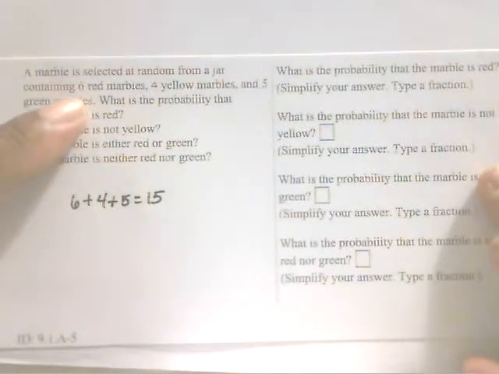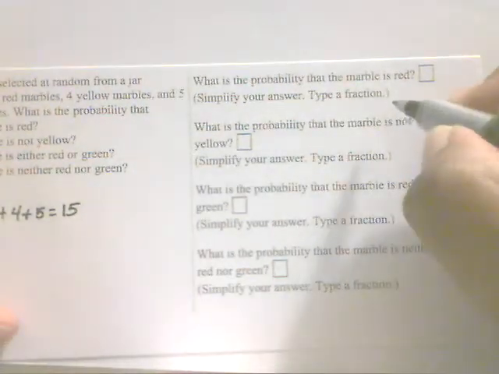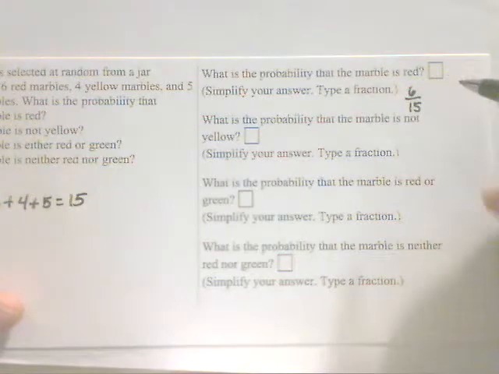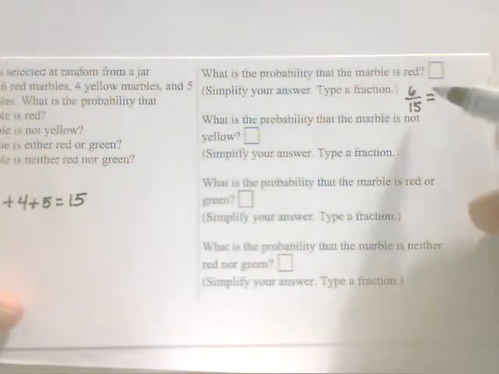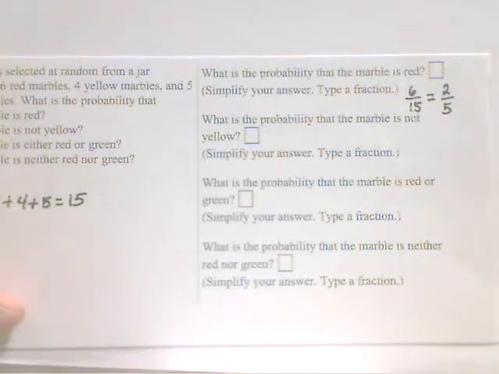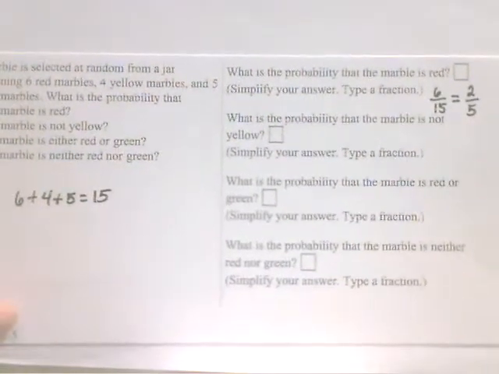Now we want the probability that the marble is red. Well, there are 6 red marbles out of a total of 15. So the probability of getting a red marble out of the jar will be 6 over 15. Now they want us to simplify the answer, so we have to reduce 6 over 15 by dividing the numerator and the denominator by 3, which will give us 2/5. So the probability that the marble is red will be 2/5.